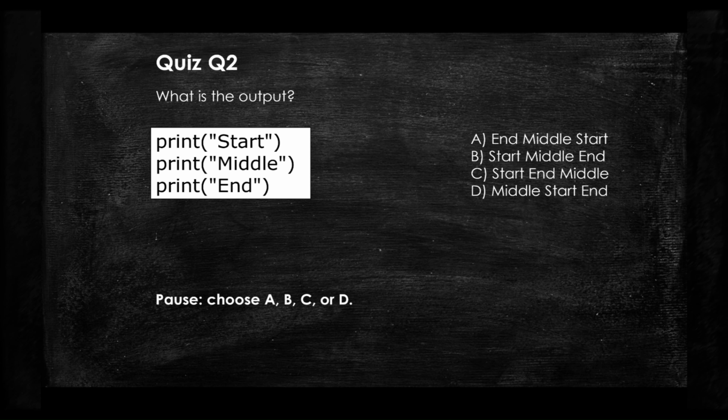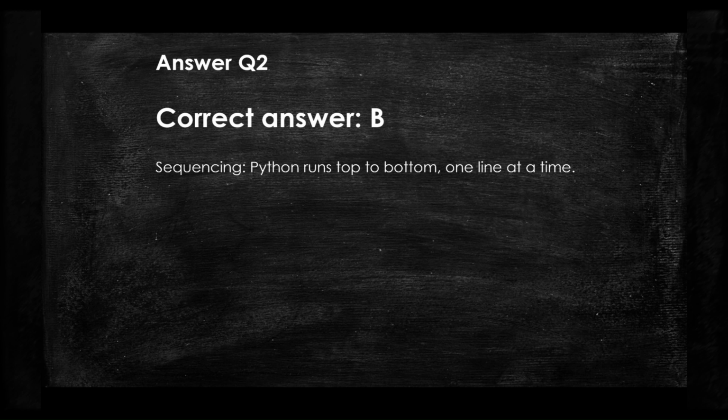Question 2. What is the output? Answer to question 2. The correct answer is B. Sequencing. Python runs top to bottom, one line at a time.